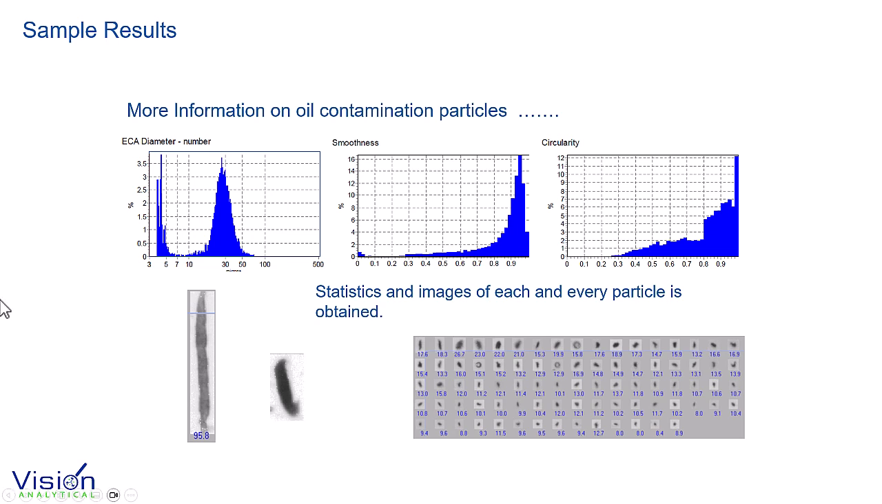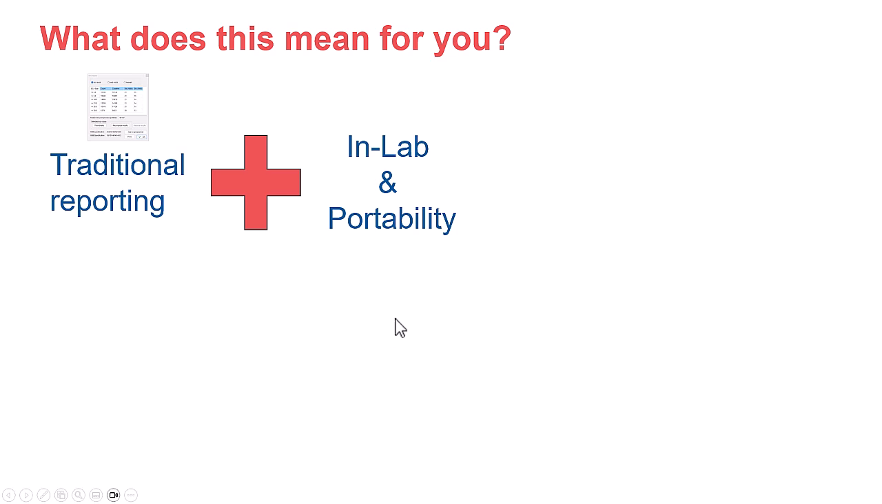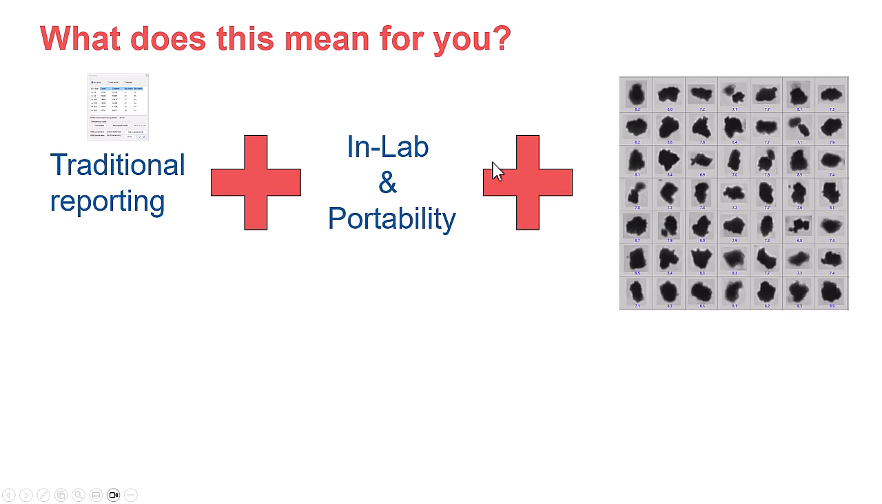And again, here are some other examples of particles. More particles here. You get some soot particles. You can still see through them pretty well because of the fluidics design of a lot of dynamic imaging instruments. Ultimately, you are going to be able to get the traditional reporting that you would normally get from a light blockage system or an APC. You also get a system that is portable and can be used in the lab as well. And you get the objective evidence, right?